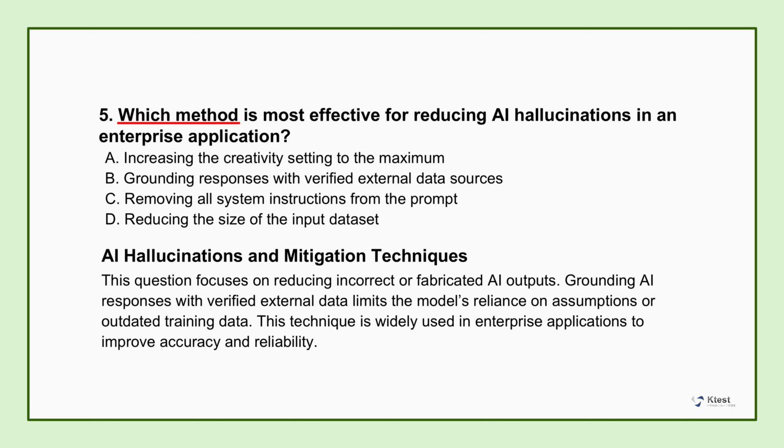Options: A, increasing the creativity setting, B, grounding responses with verified external data sources, C, removing all system instructions, or D, reducing the size of the input dataset. Okay, so the answer here is B, grounding responses with verified external data sources. Grounding. I've heard this is RAG, right?